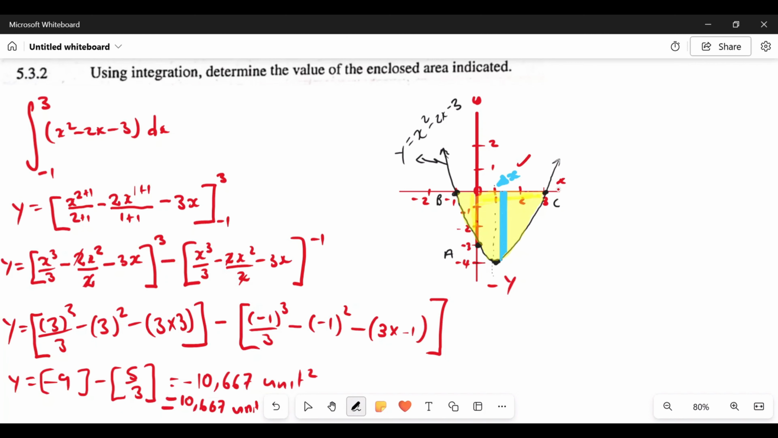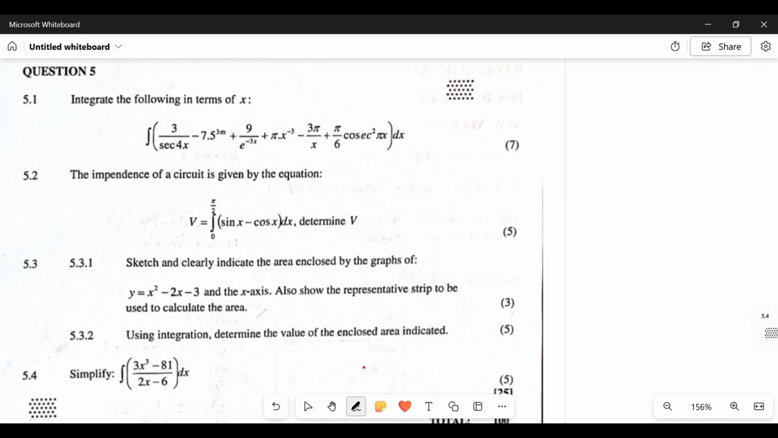All right, guys, we are done with 5.3.2. It's time for us to do 5.4. Let's look at 5.4 and let's see if we are able to solve this. So I'm going to copy this question, paste it where there is space, and we solve it.